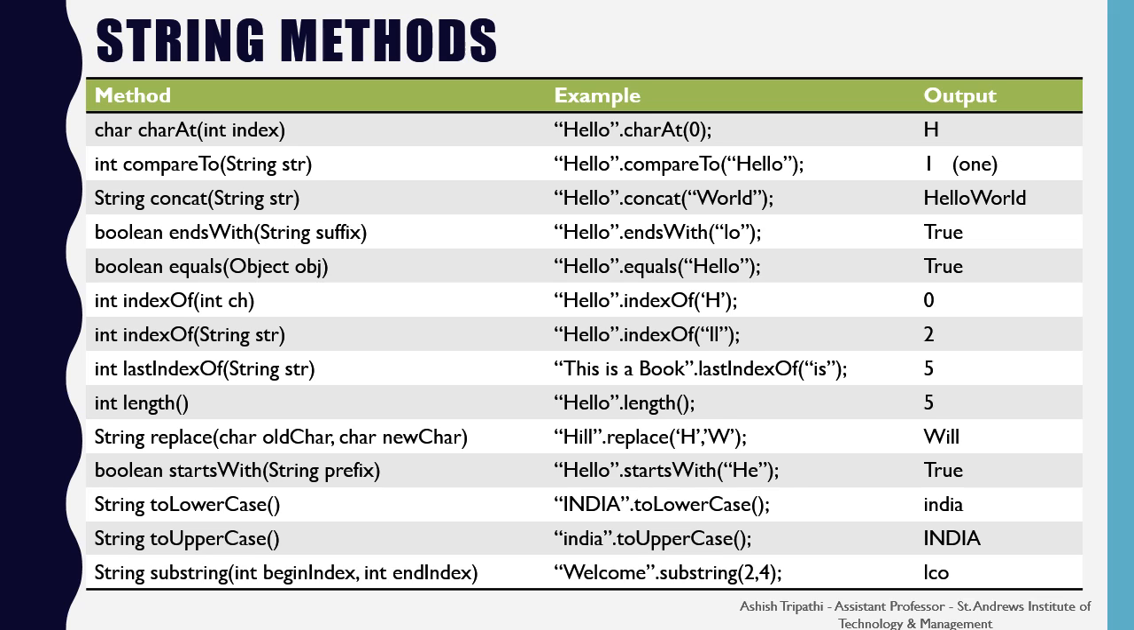The last method is the substring method. The substring method takes two arguments. One is the begin index and the other is the ending index. It extracts the string from the begin index to the ending index. For example, "welcome".substring(2,4) will extract the string beginning from the second index to the fourth index. Hence, "lc" will be returned.